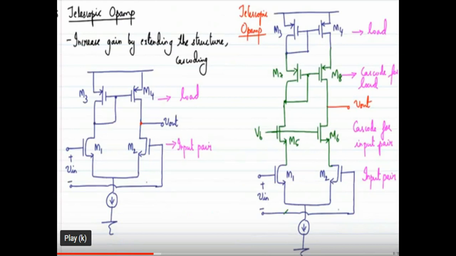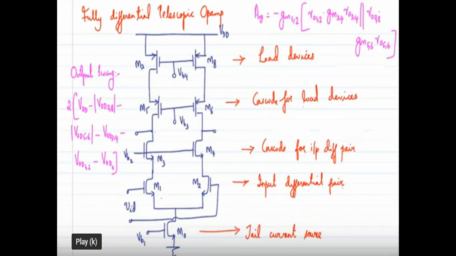Okay, so if we consider the fully differential telescopic op-amp, we consider both the sides. So the initial transistors we want to consider are M1 and M2 and M7 and M8. In the case of single-ended, we consider only M2 and M4. Here we want to consider two sides. So M1 and M2, M7 and M8. So the output resistance is RO12, then gm34 RO34 parallel RO78, gm56 RO56.